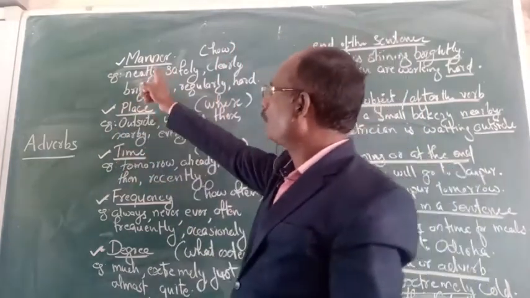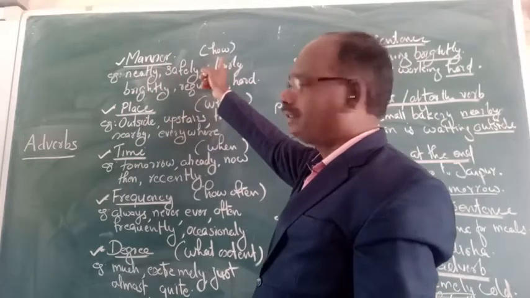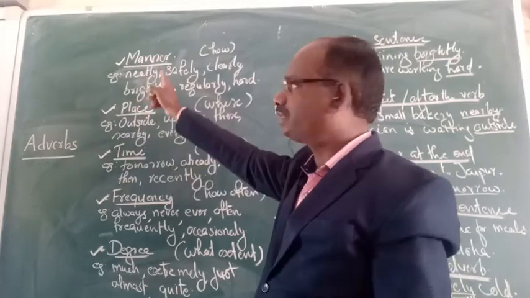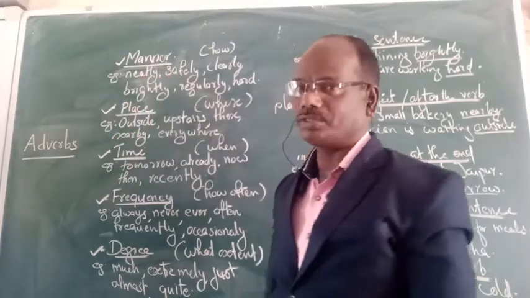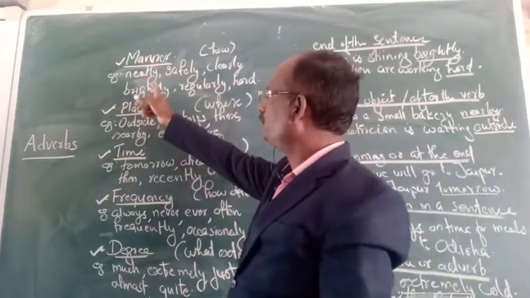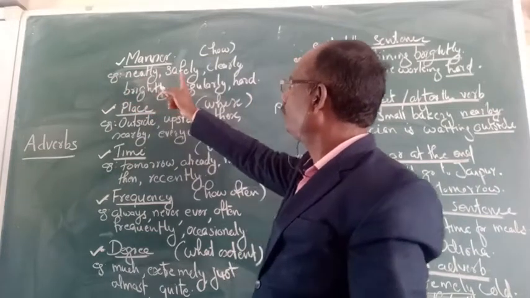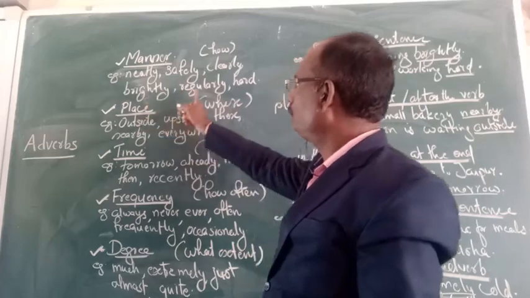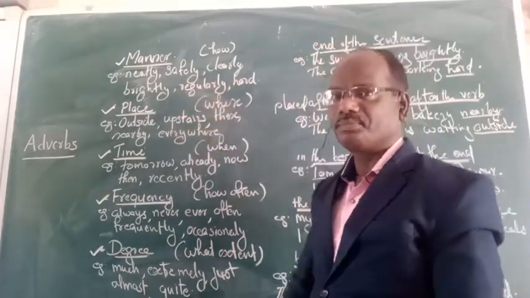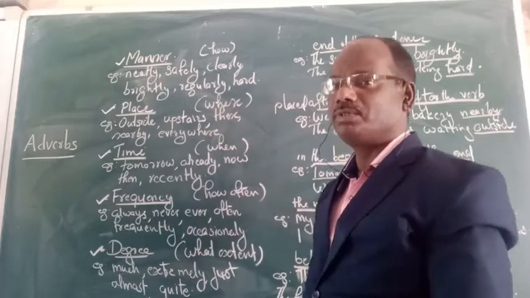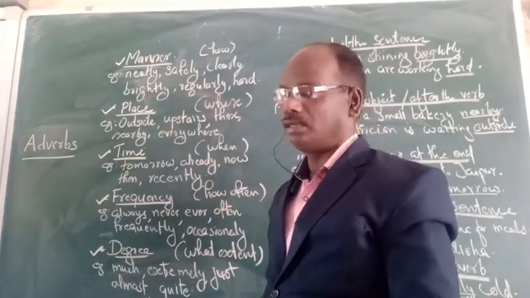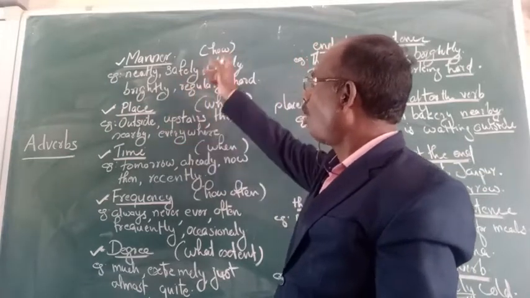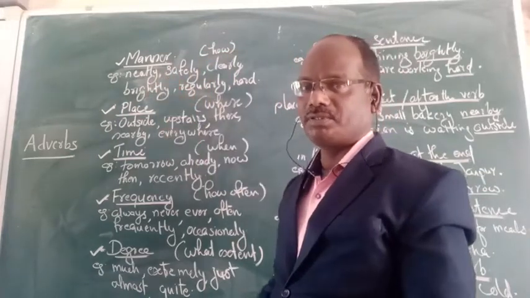So, the adverb of manner tells us how an action takes place. These are some examples of adverbs of manner: neatly, safely, clearly, brightly, regularly, harshly. These are all examples of adverbs of manner. These words tell us how an action takes place.